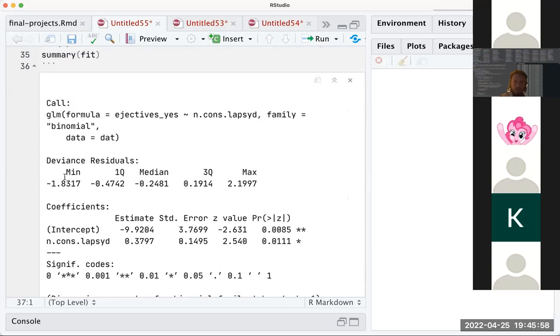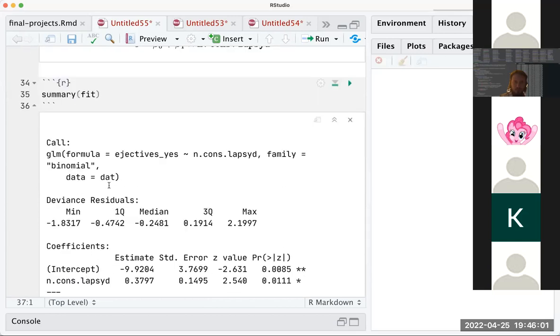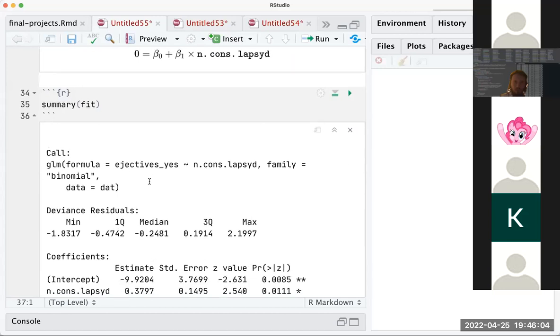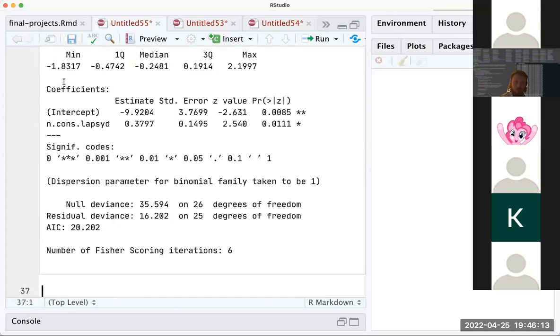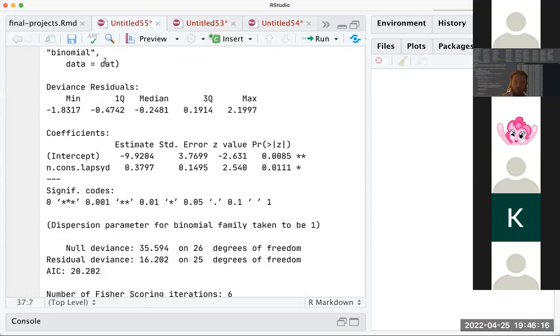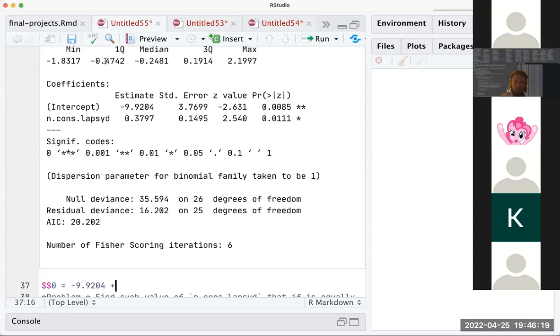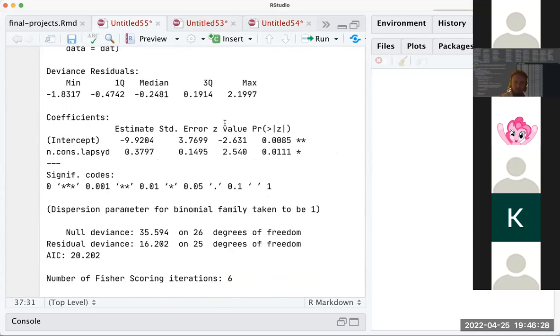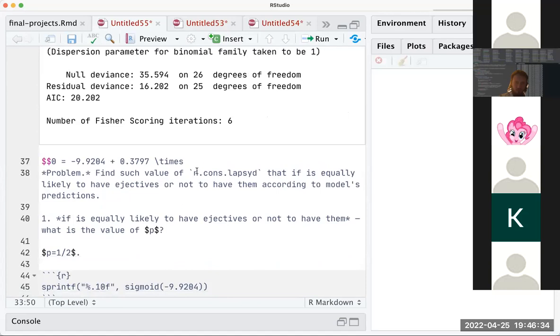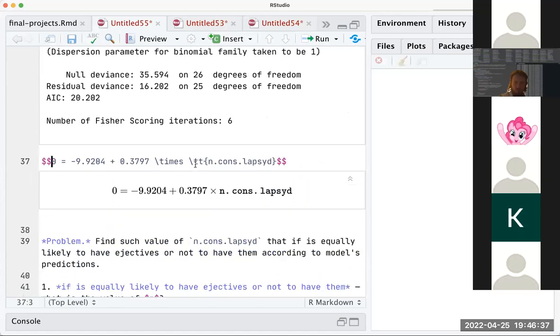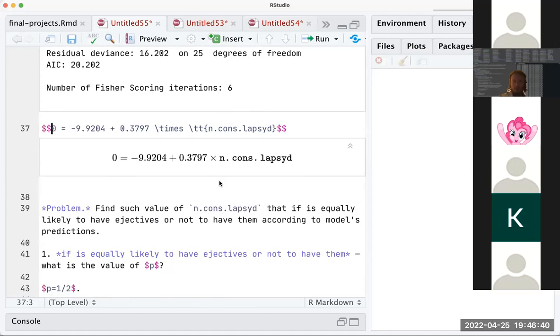Okay, so basically, if we put these values into this equation, we see that our intercept is this number, and it is beta naught. And we have the following equation now. This is beta naught, and this is beta one. And we have to multiply it by this thing. And then we just solve a linear equation.